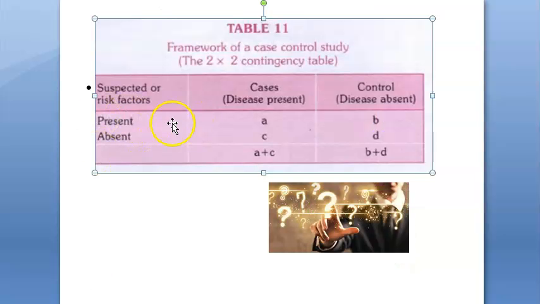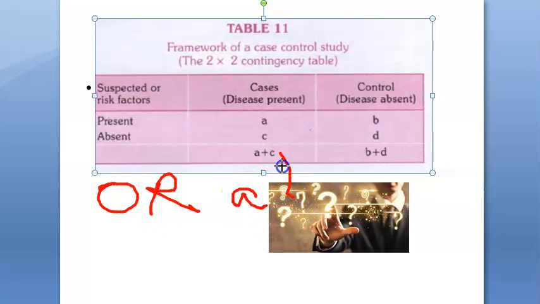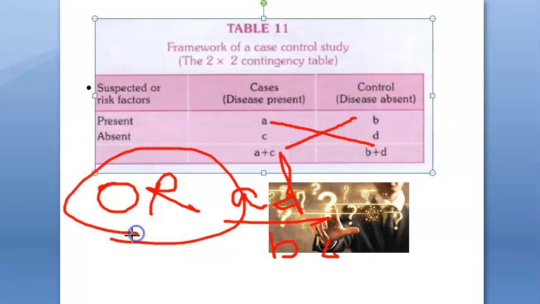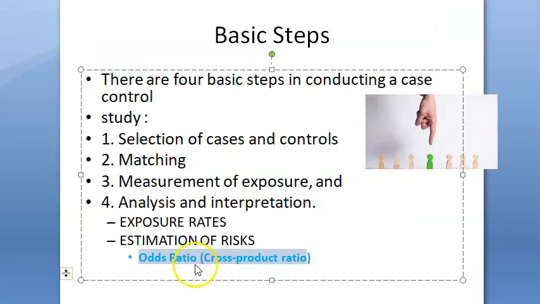Okay. Now, after putting this, you have to calculate odds ratio. That is nothing but cross product. That is nothing but AD divided by BC. So, AD divided by BC. That will give you odds ratio or cross product ratio. So, this is what will tell you the strength of association.